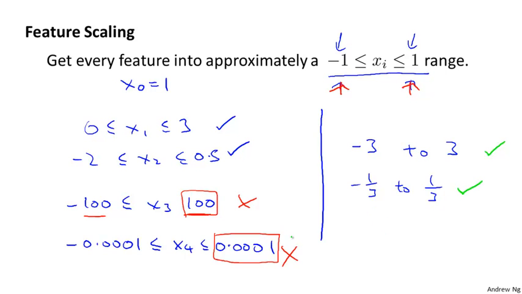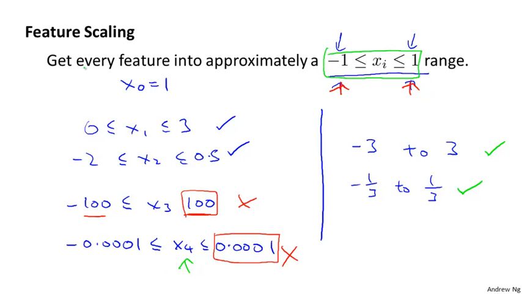That's a typical range of values, so I consider it okay. But if it takes on a much tinier range of values like x4 here, then again I might start to worry. So the take-home message is: don't worry if your features are not exactly on the same scale or exactly in the same range of values, but so long as they're all close enough to this, gradient descent should work okay.